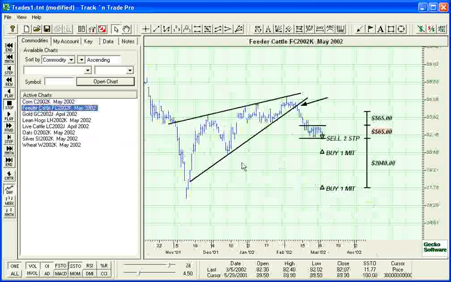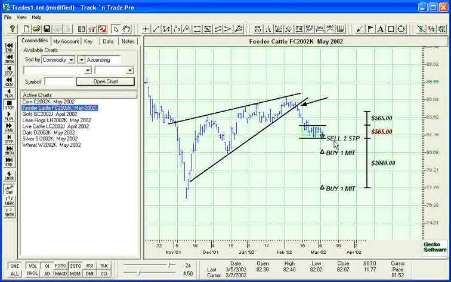Let's go on to feeder cattle and let's take a look and see if any of our orders filled. We're looking for a sell on a break below this one. Let's step. Oh, jump back up. In fact, it jumped up above our little area of resistance there. See that? How it broke above our area of resistance? Well, that's not good. That violates everything that we just did.